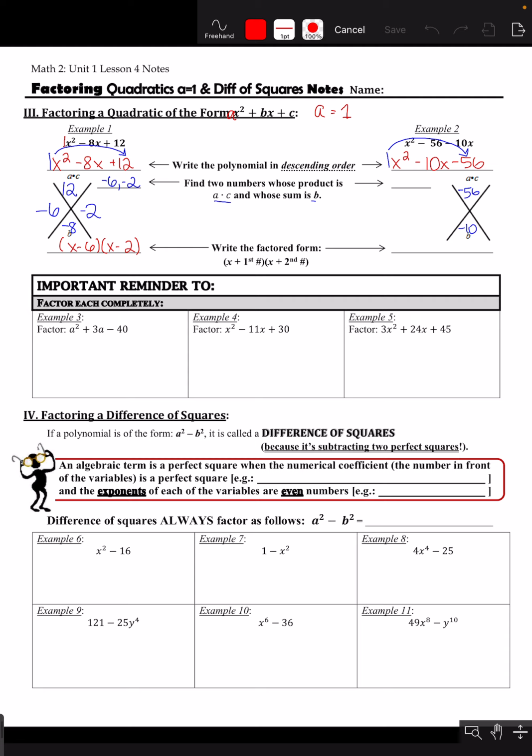Eventually you should find that negative 14 and 4 multiply to give you negative 56, but add to give you negative 10. And you can always use your calculator, kind of trial and error, to see which numbers work. Once you've got your 2 numbers, you just need to write it in the factored form. Order doesn't matter. The big thing to remember is to factor out a GCF first.